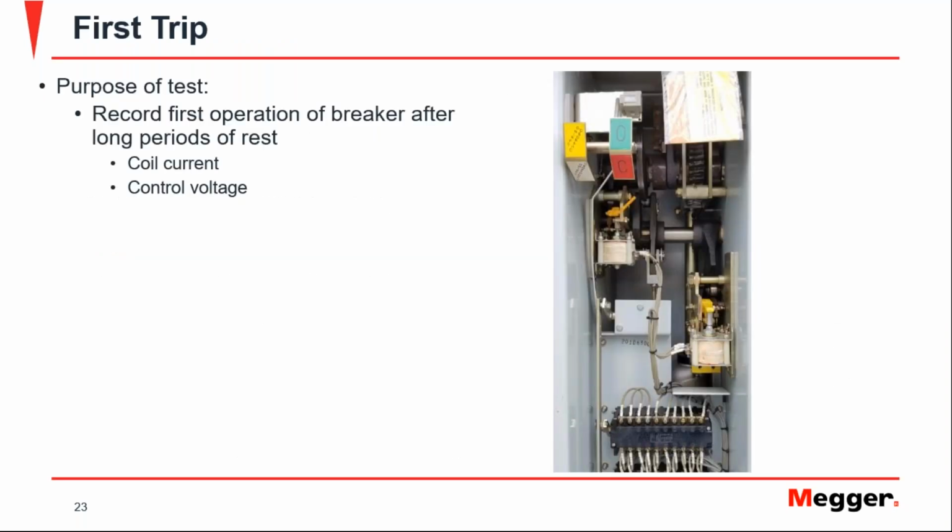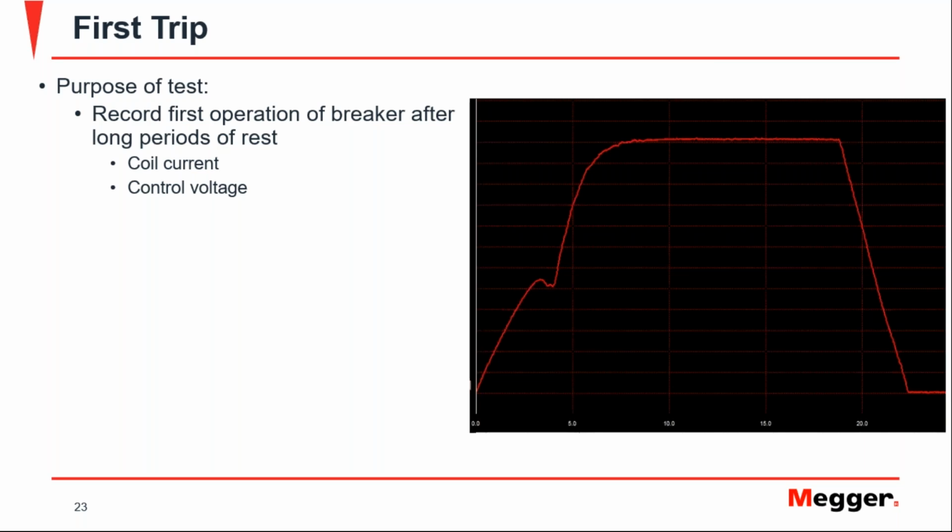So the purpose is, we have this coil, and you can do first trip and first close as well to see the condition of the coil. The idea is to record the very first operation after a long period of rest. And the main purpose is to record the coil current and the control voltage. And here, this is what you get. This is the typical trip coil current.